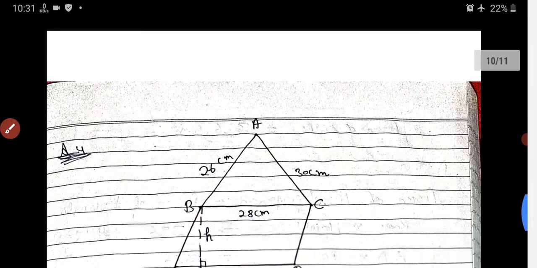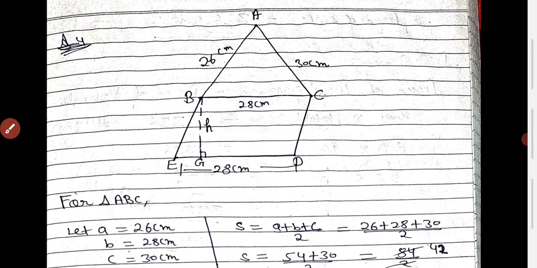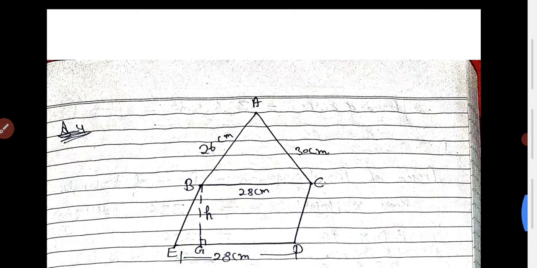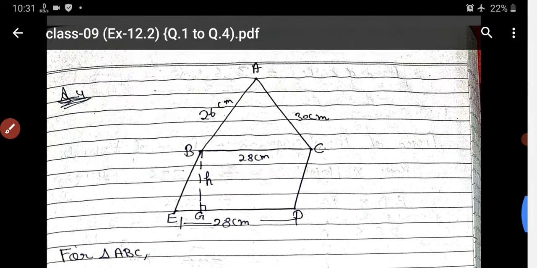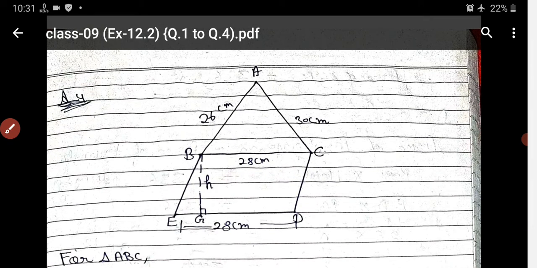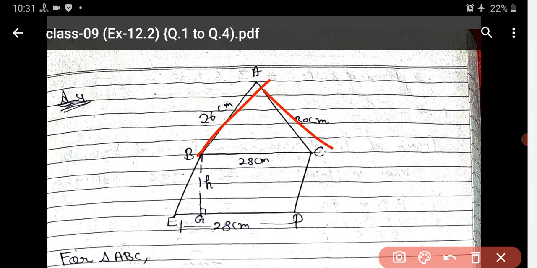Both areas are equal. So I am making one diagram here. First I make one triangle ABC. So it is 26, it is 30 and this one is 28. And on the same base 28 you have one parallelogram. So just draw one parallelogram like that one. So if it is 28 then this also becomes 28 because in a parallelogram opposite sides are equal. And this one is the height.